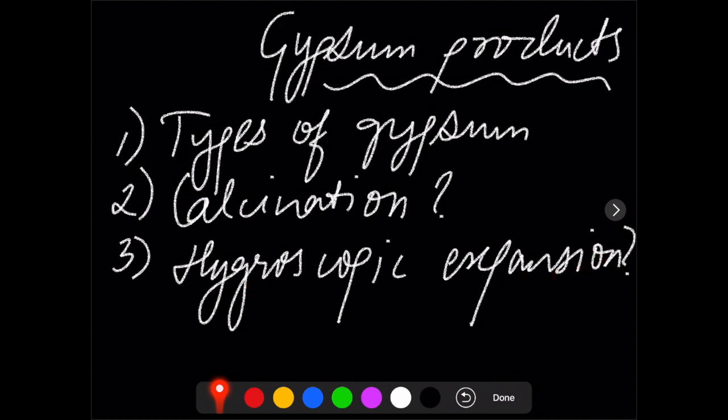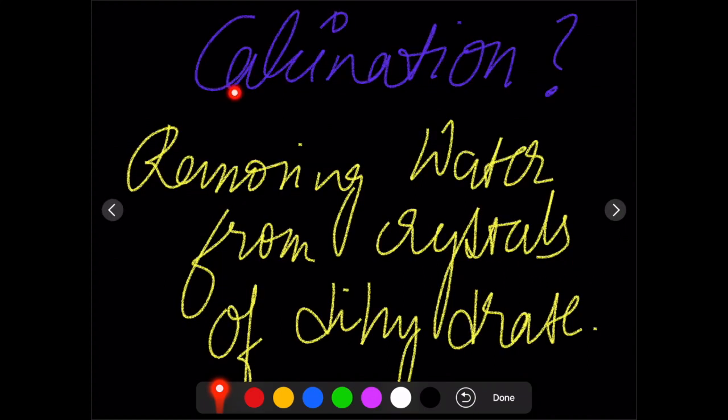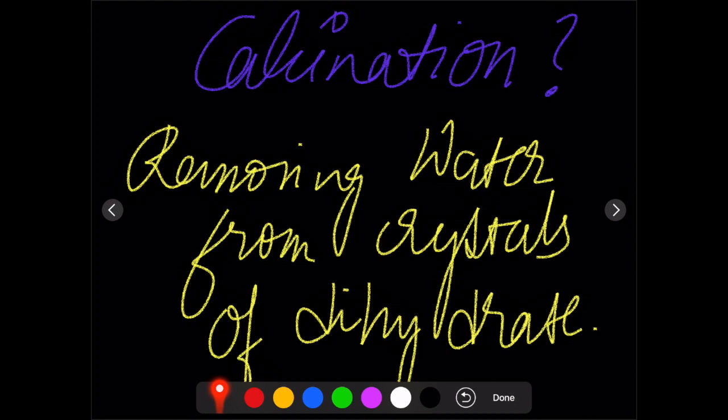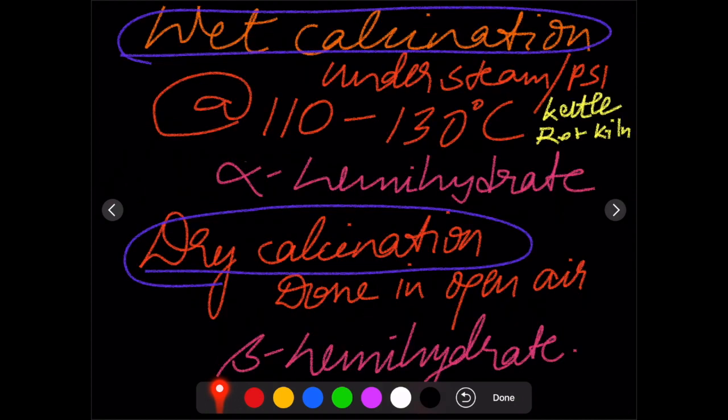Okay, so let's begin. So first of all, what is this calcination? See, calcination is the process through which the gypsum is formed initially. So basically, calcium sulfate hemihydrate formation occurs by removal of water from the crystals of the naturally occurring dihydrate molecules. Okay, so there are two types of calcination.